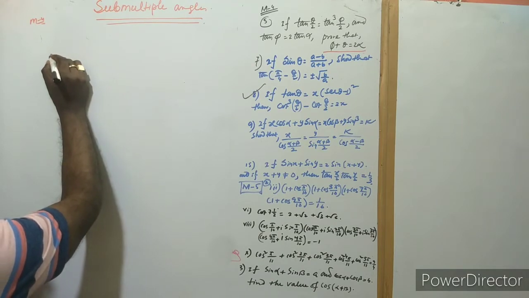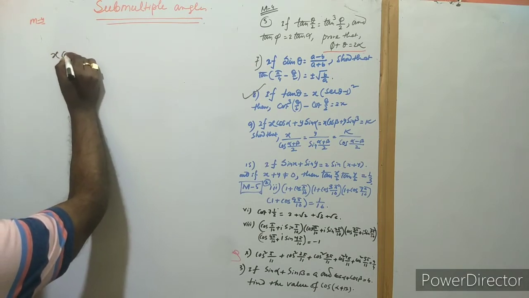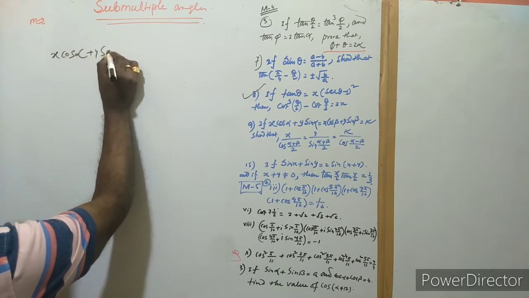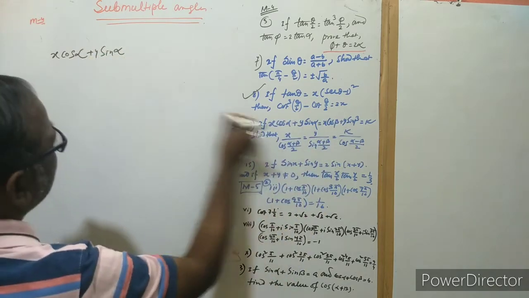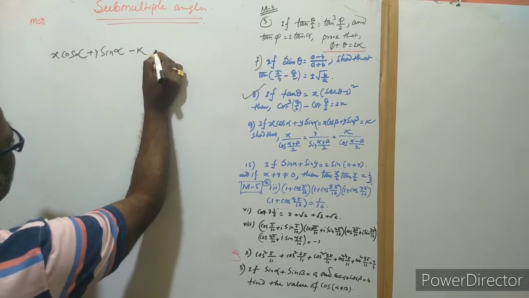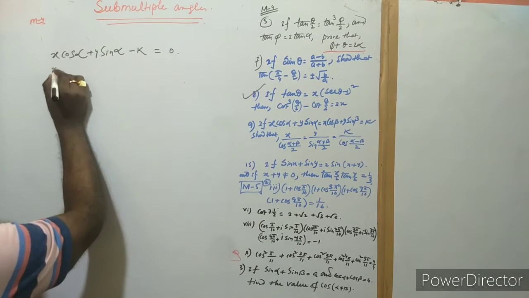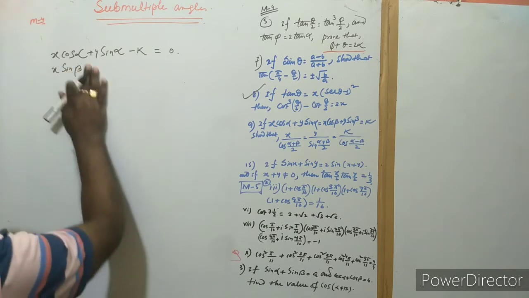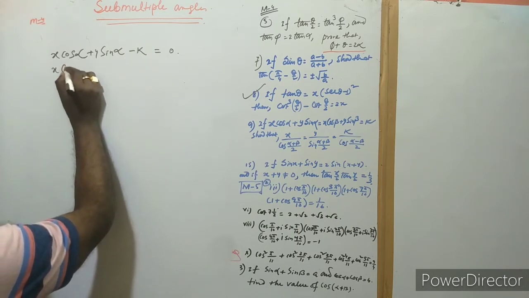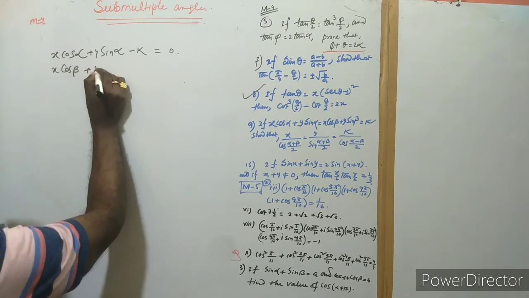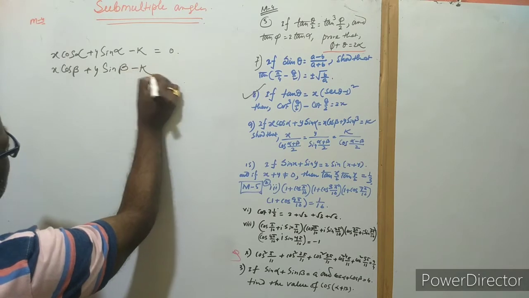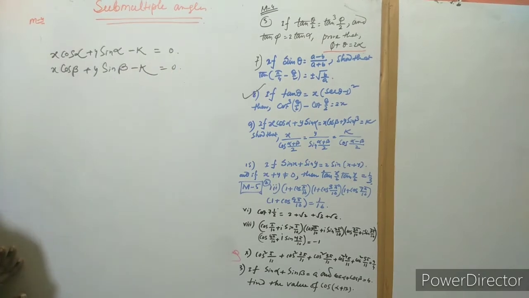So now from the above equation, x cos alpha plus y sin alpha, and that is equal to k, and take k on the left hand side, and another equation is x into cos beta plus y into sin beta, and this is also minus k equal to 0.